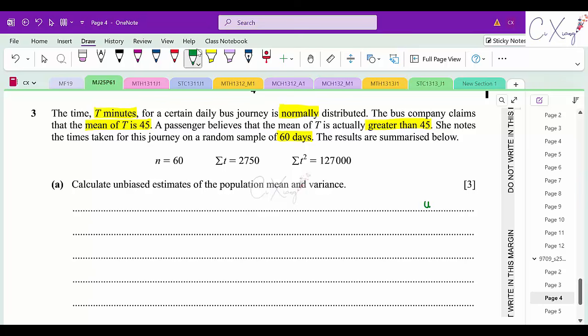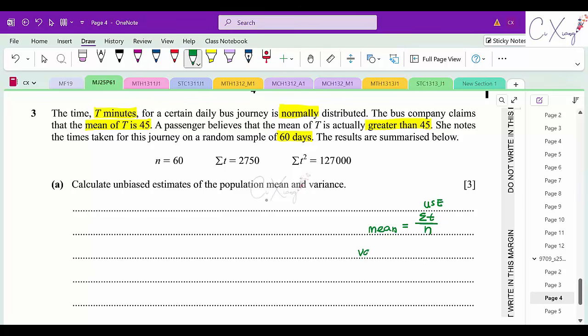Alright, so just to recall back, what is the formula for the unbiased estimates of population mean? I'm lazy to write so long, so I just write out the mean. But basically, it means that it is the unbiased estimate for the mean. We are estimating the population mean by using the sample value. All these are coming from a sample of 60 days, and we are using it to estimate the value for the population mean. So the mean formula will be same as the sample mean. So it will be summation of t in this case divided by n.